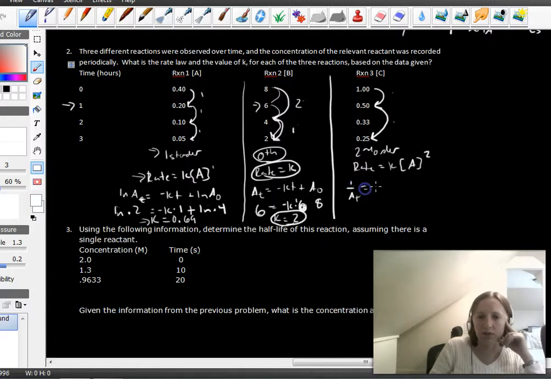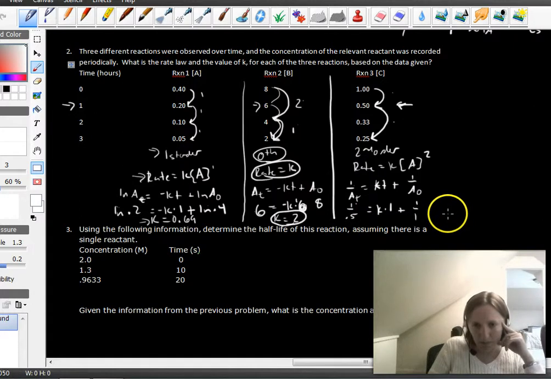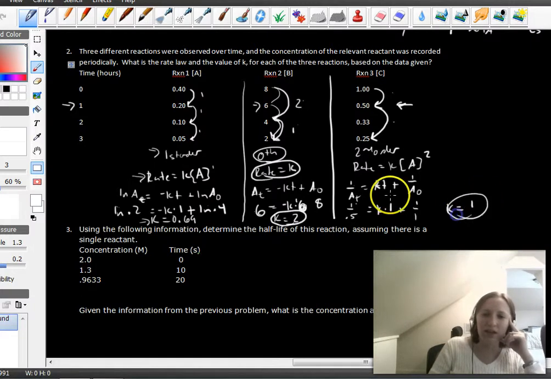1 over At equals, nope, no negative. See, there's that time that it comes up. Equals kt plus 1 over A0. And let's use this one again. So 1 over, oh, this one is nice. 1 over 1 is, and then k, and my time is 1. This is going to be really easy. Is 1 over 0.5. So that's 2 equals 1 plus 1. Man, that's really true. So k equals 1. So that's your k, that's your rate law, and it's second order.